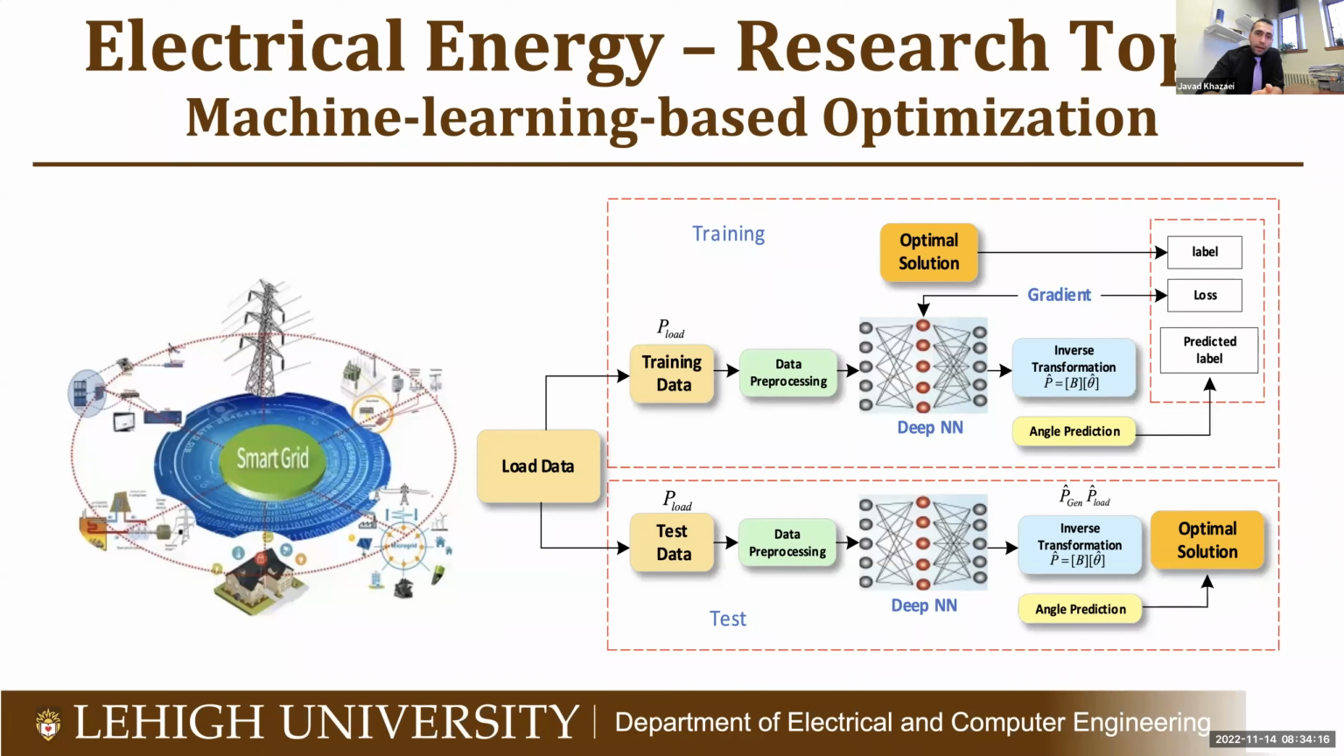And then we have machine learning based optimization. That means instead of solving these numerical optimization methods, can we just utilize the data? Using the data that we have, and also the numerical optimization methods that are widely available using different benchmarks, can we train a machine learning model to learn the solution and avoid solving these large scale complex problems? So this is the second area that we're working on.